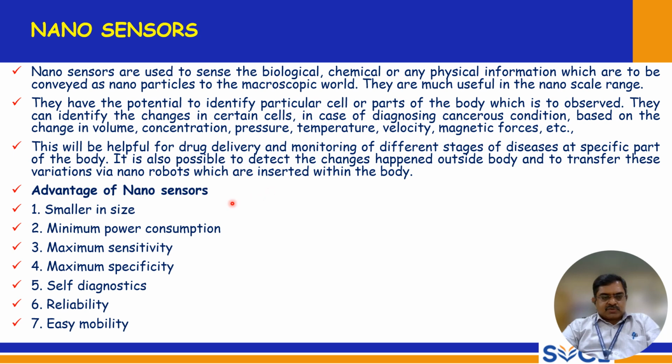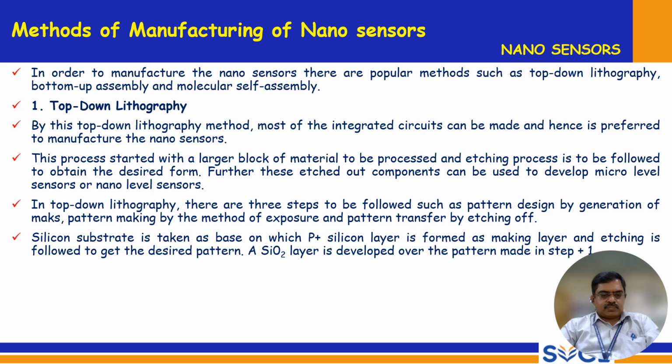inserted into the body. So the advantages of nanosensors are smaller size, minimum power consumption, maximum sensitivity, maximum specificity, self-diagnostics, reliability, and easy mobility. So these are all advantages of nanosensors. So here are the methods of manufacturing nanosensors. In order to manufacture nanosensors, there are popular methods such as top-down lithography, bottom-up assembly, and molecular self-assembly. These are the three popular methods.